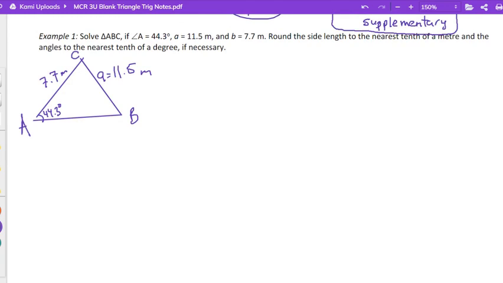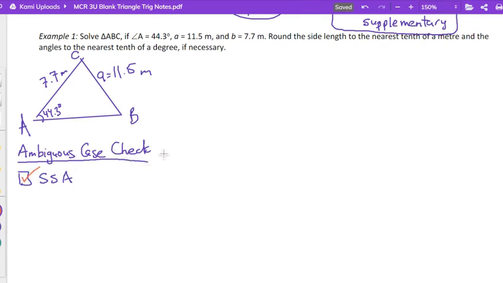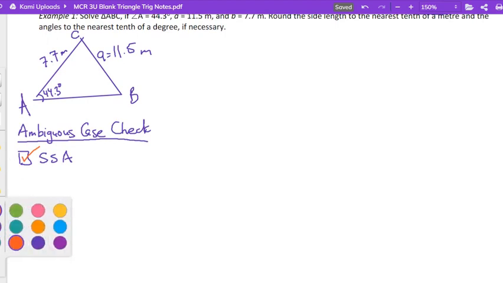Okay, well, before we can solve the triangle, I'm right away noticing that the angle is non-contained. So I need to do an ambiguous case check. So the first criteria is it SSA? Yes, it is. This is an SSA triangle. We might have an ambiguous case in our hands, folks.